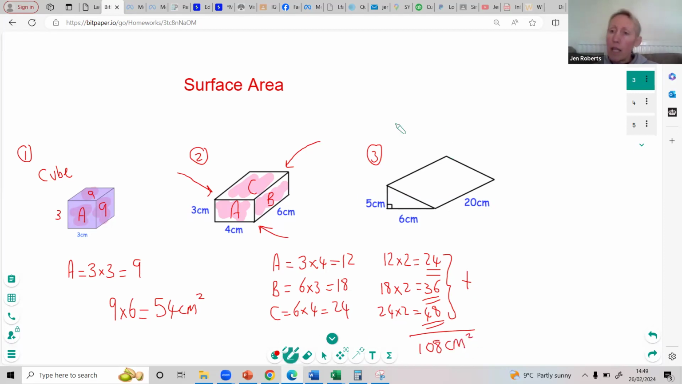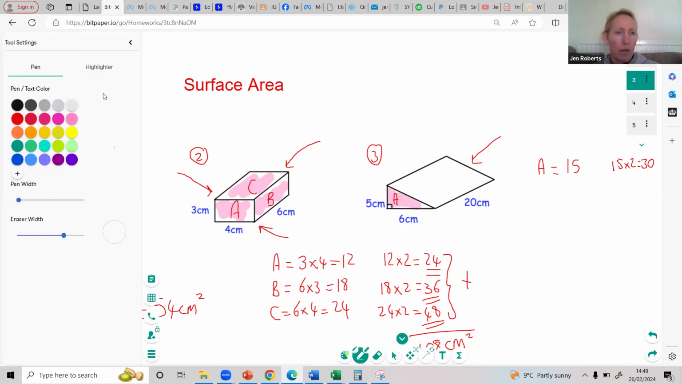Now, lastly, we're going to look at this triangular prism. We need the area of all the faces. That face is a triangle there. What's the area of that triangle? Base times height divided by 2. 5 times 6 divided by 2 gives you 15. That's exactly the same as that triangle on the other end of my triangular prism. We're going to double that, which gives you 30 centimeters squared.